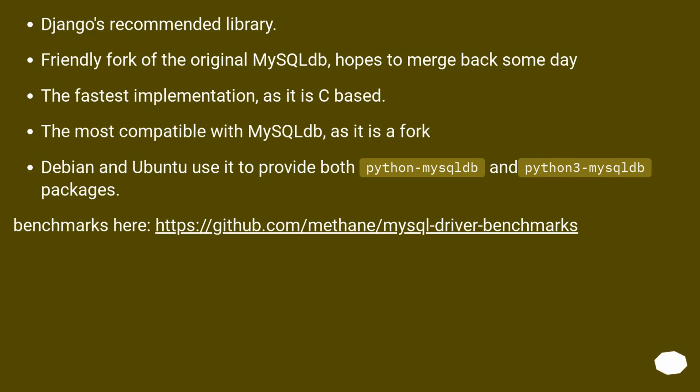Django's recommended library, a friendly fork of the original MySQLdb that hopes to merge back someday. The fastest implementation, as it is C-based, and the most compatible with MySQLdb, as it is a fork. Debian and Ubuntu use it to provide both the python-mysqldb and python3-mysqldb packages. Benchmarks here, this URL.